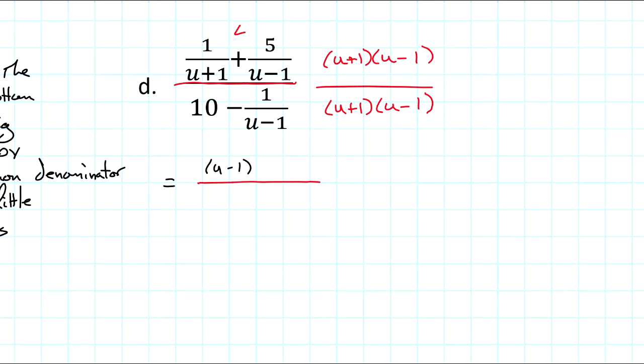Then we're going to start over. We're going to distribute the entire thing, u plus 1 times u minus 1, to this second term. When we do that, the u minus 1's cancel. We'll be left with plus 5 times u plus 1.